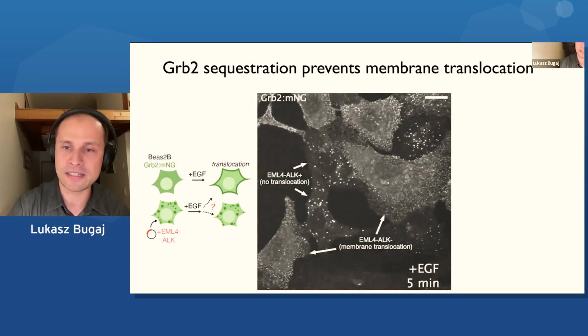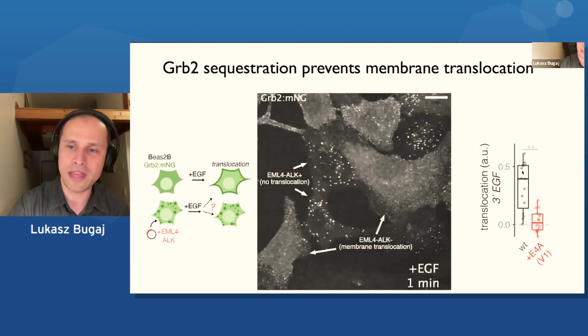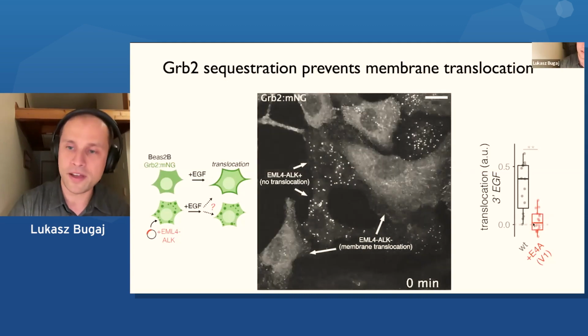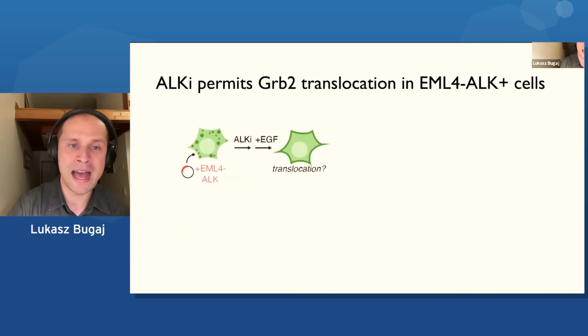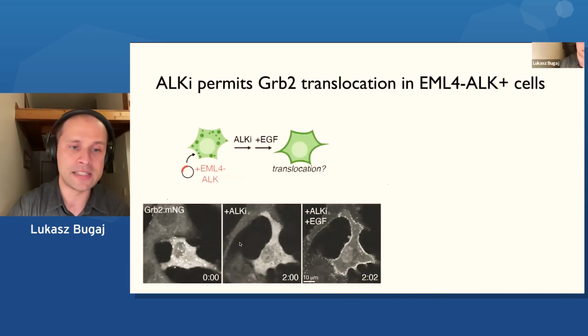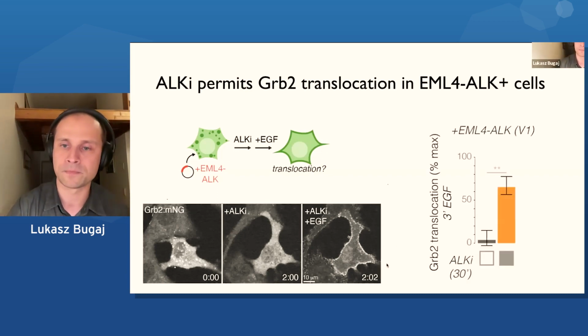Okay, and we can quantify this. And you basically, here's the translocation without oncogene. With oncogene, it basically goes down to 0. Okay, and so then we can do the same experiment, but do it in the presence of drug. And we can see that in the presence of drug, the adapters diffuse into the cytoplasm. And now you add EGF. Now in a cell that has oncogene, you get really nice membrane translocation. Okay, and you can quantify this.